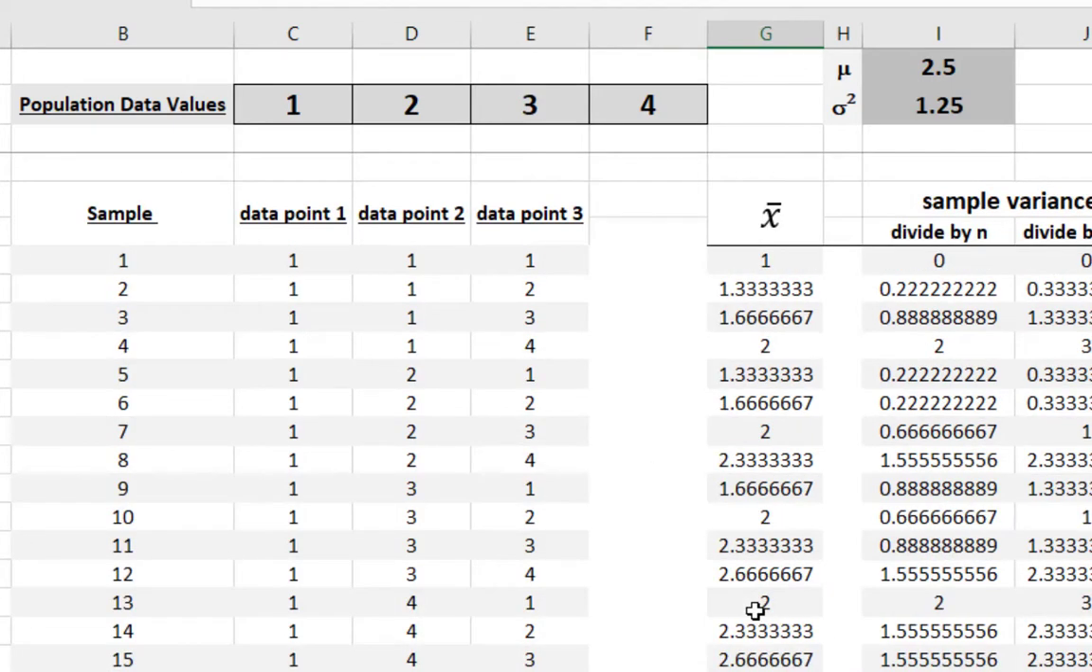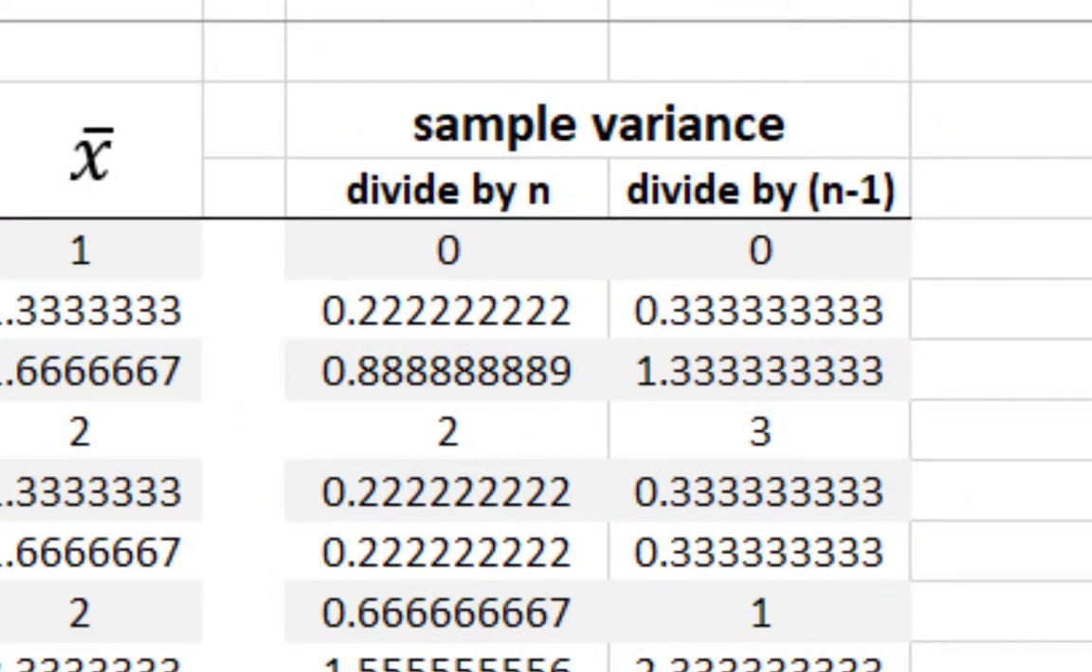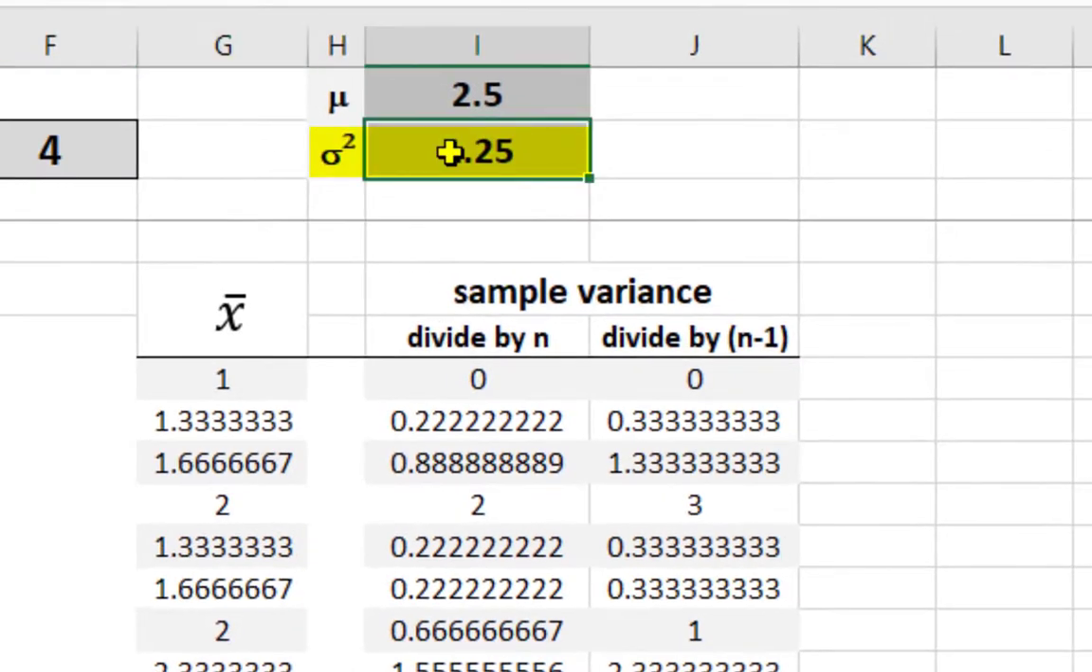Now let's look at the sample variance. The sample variance is just the sample version of the population variance I mentioned up top. So what I did down here, I didn't actually use the formulas in Excel. I created the formulas from scratch.